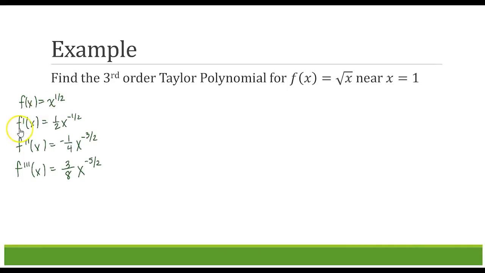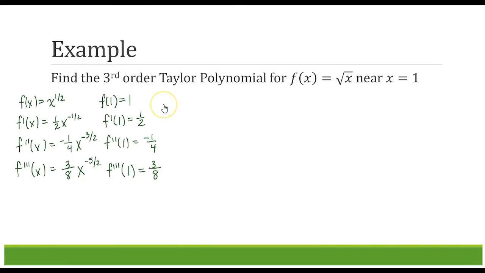Now we need f of a, f prime of a, f double prime of a, and our a value, our center, is 1. So f of 1 is just the square root of 1, which is 1. And then here, if I plug in 1 to the negative 1/2, it will bring it to the bottom, but it's still just going to be a 1. So we're going to have just the 1/2. So f prime of 1 is a half. f double prime of 1 is going to be negative 1/4 for the same reason, substituting in 1 just gives us 1, so we have negative 1/4 there. And the third derivative at 1 is positive 3/8.